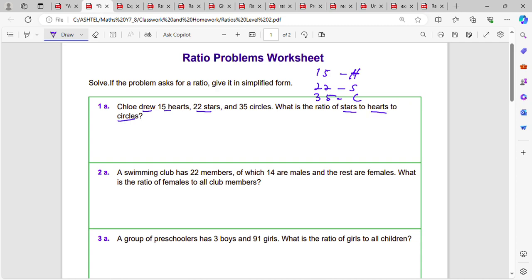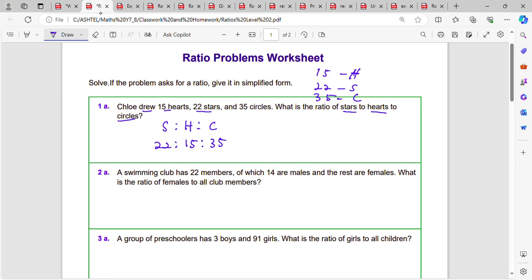Okay, so remember what I told you? For ratio, always begin with the thing that comes first, the thing that is asked first. So in this case, you are asked with stars. So stars come first. After that, it's hearts, after that it's circles. So it will be, just check, stars you have 22, so you write 22, to hearts it's 15, and then circles is 35. Then you check whether all these numbers can be simplified or not. If it cannot be simplified, then this is the final answer.